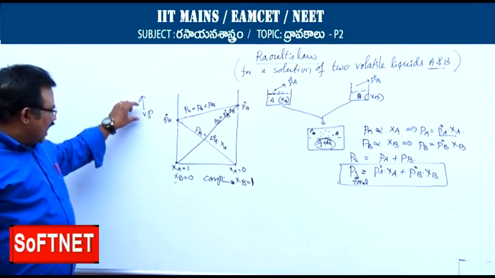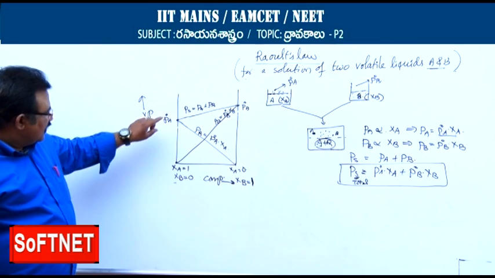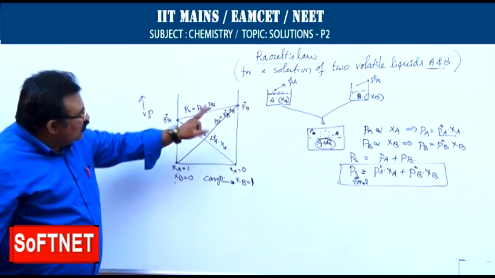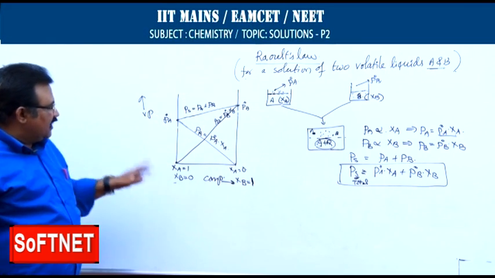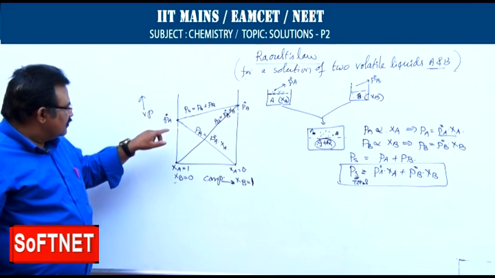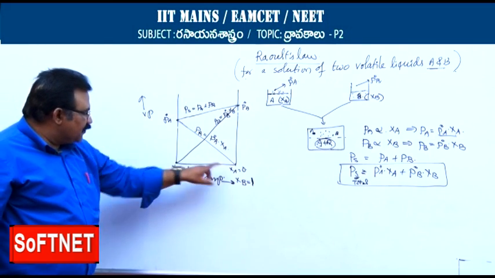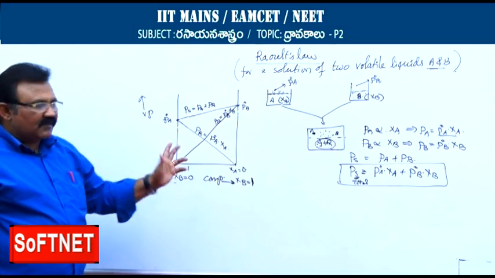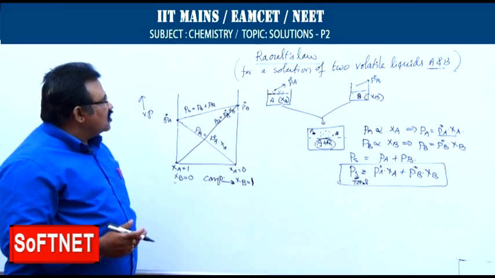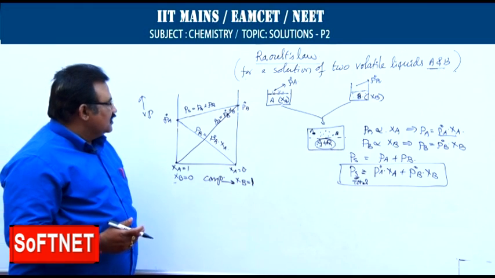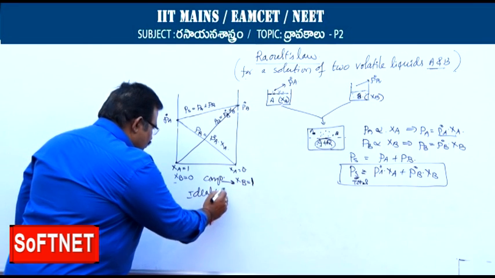So, in this vapor pressure versus composition graph, we understand that if the two liquids are volatile, the total vapor pressure of the liquid may be higher or lower, depending upon the composition of the components in the liquid mixture. Solutions that follow Raoult's law at all conditions of temperature are known as ideal solutions.